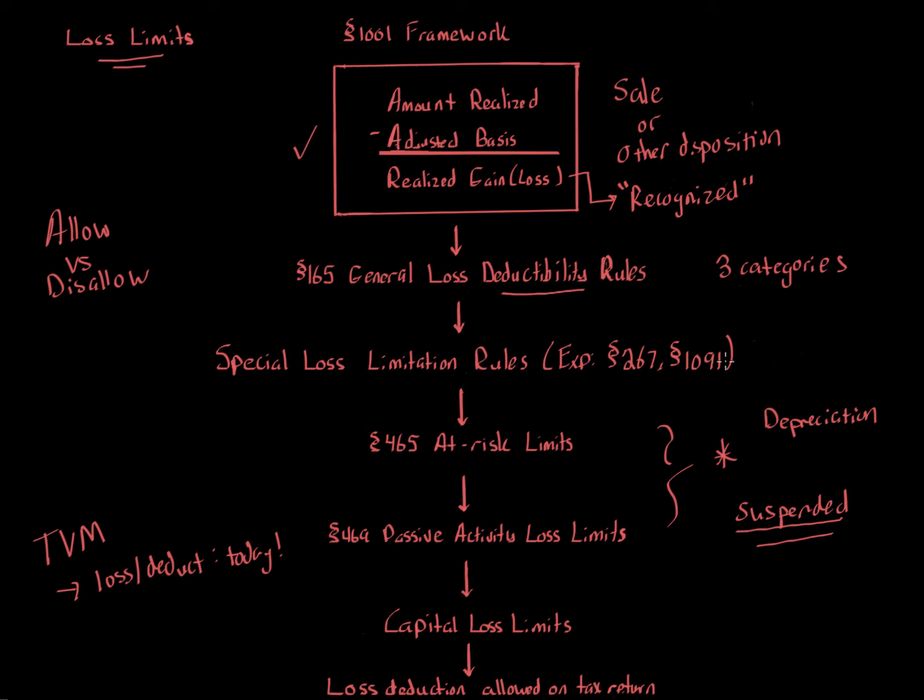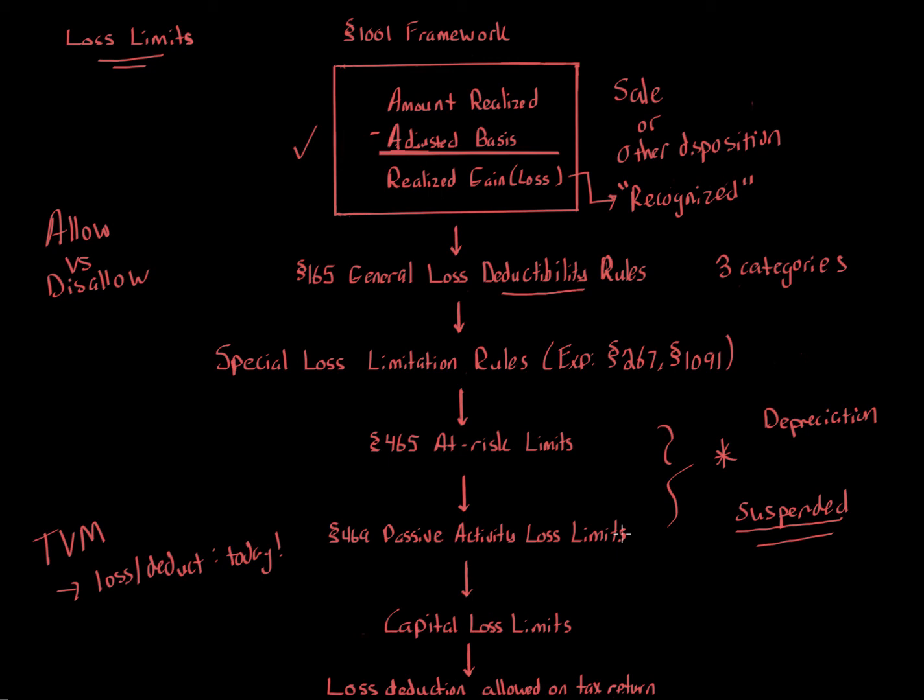So that's the at-risk limits. If you've determined that the amount is at risk, then you continue to the passive activity loss limits. The passive activity loss limits are an even further limitation with respect to these tax shelters, and this one basically killed it off. The at-risk rules really damaged these tax shelters. The passive activity loss limitations, this one killed it.